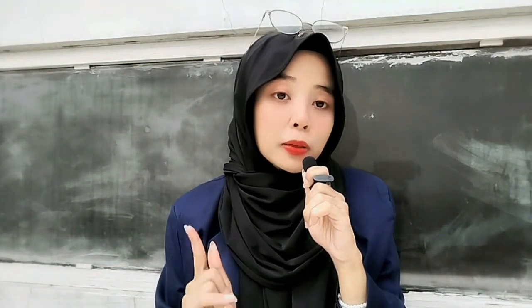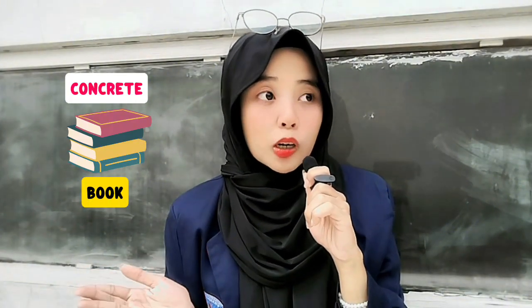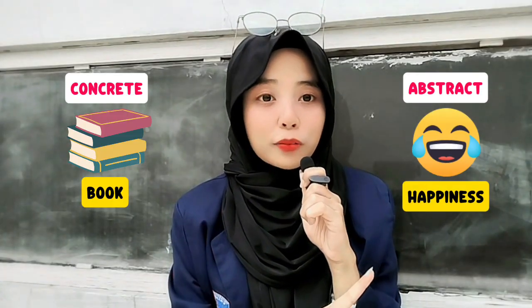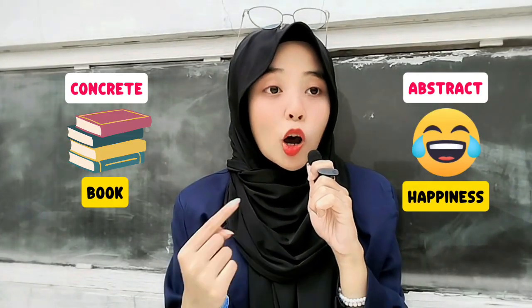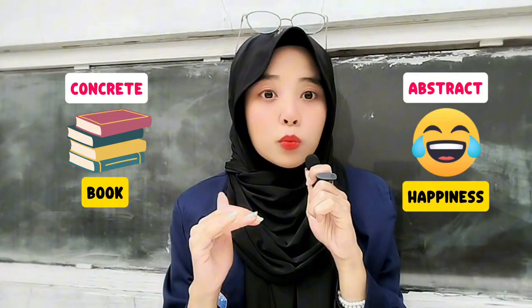And the next is about abstract and concrete nouns. If you can see or touch a thing, it can be classified as a concrete noun. For example, book. But if you cannot see or touch the noun, like happiness, it can be classified as an abstract noun, because you can only feel it; you cannot touch and see it with your eyes. This is an abstract noun.